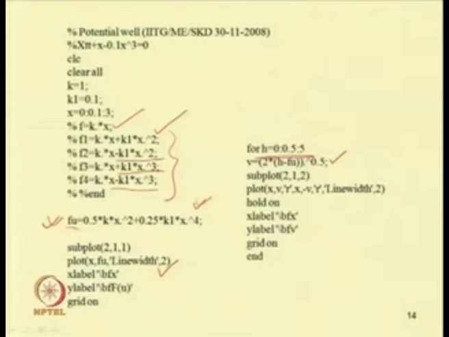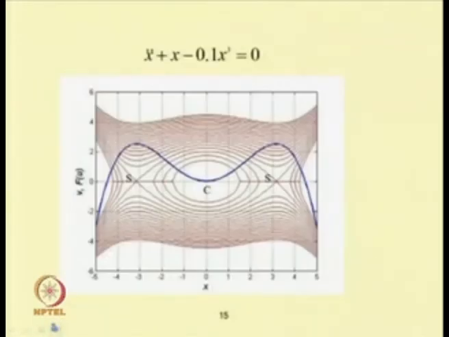So, one can plot the displacement versus velocity to find the phase portrait. In this way, by writing a simple code, one can find the potential well and the corresponding phase portrait of the systems. For example, in this case with cubic nonlinearity, x double dot plus x minus 0.1 x cube equal to 0, one can have this as the potential function, capital F u.